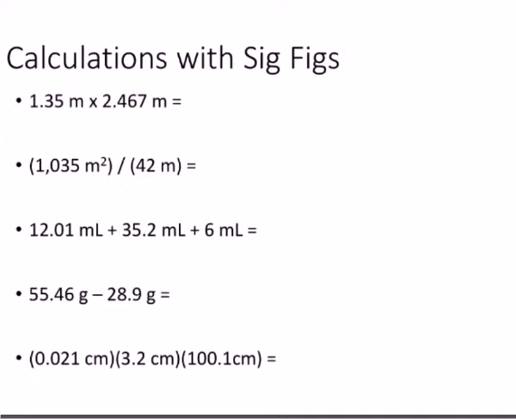What do we get for number 1? 3.33 what? 045. What's our unit going to be? Meters squared is what you should have. Meters squared. All right. Now we've got to report our answer, guys.